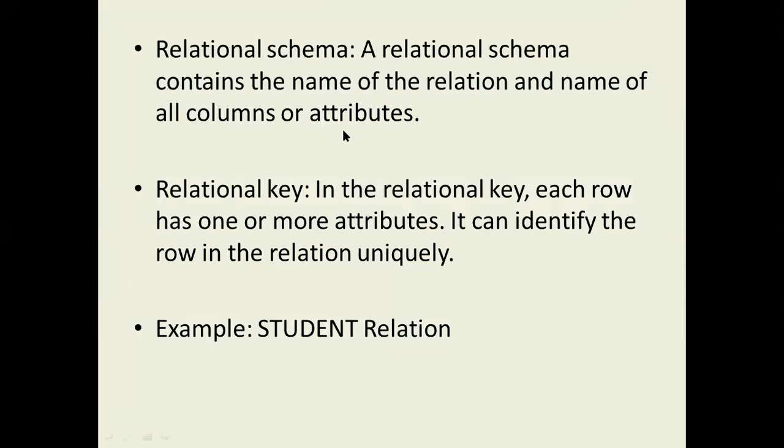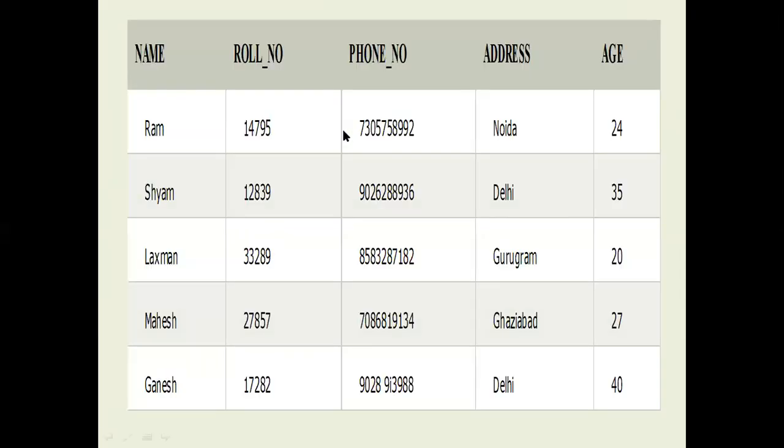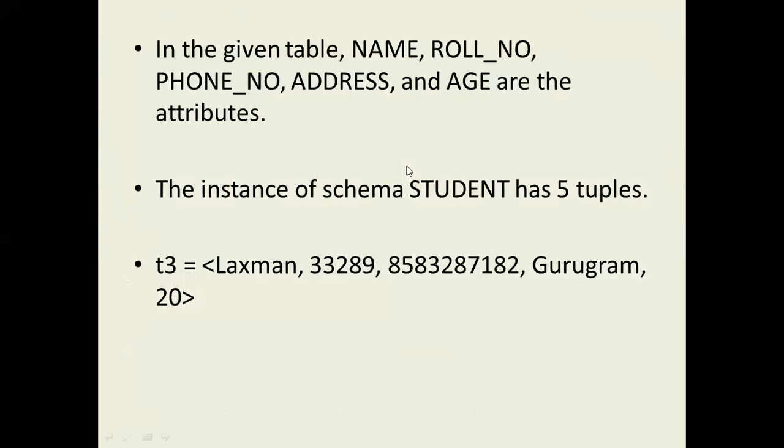Here we are observing an example also. The table name is student and these are the column names. So name, roll number, phone number, address, age all belong to the relational schema. One, two, three, four, five tuples are here, and these five tuples we can refer to as the relational instance.